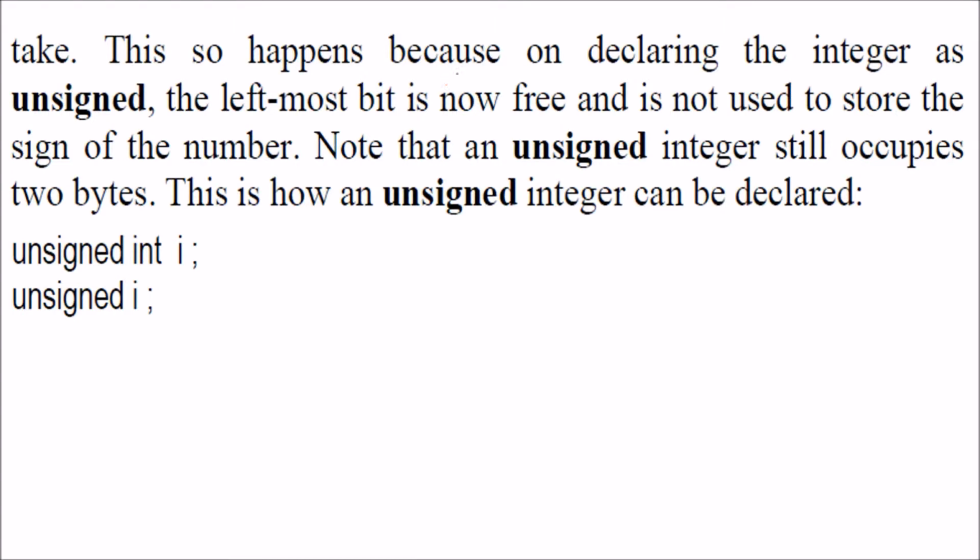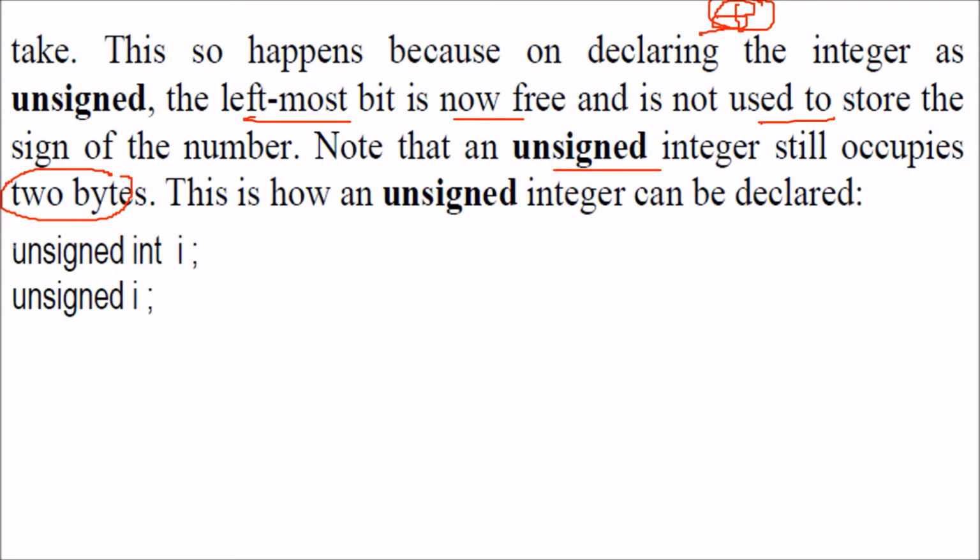Now when we declare the integer as unsigned, you are freeing the leftmost bit. We know that the leftmost bit is what? It is the sign bit. It gives you the sign, but you know that unsigned means this is always positive. So you are freeing up that bit. You don't want one bit to be wasted for the sign. Now the leftmost bit is free, and it can be used to store the value of the number. Note that this unsigned integer will still occupy 2 bytes only. Only the positive range has increased.